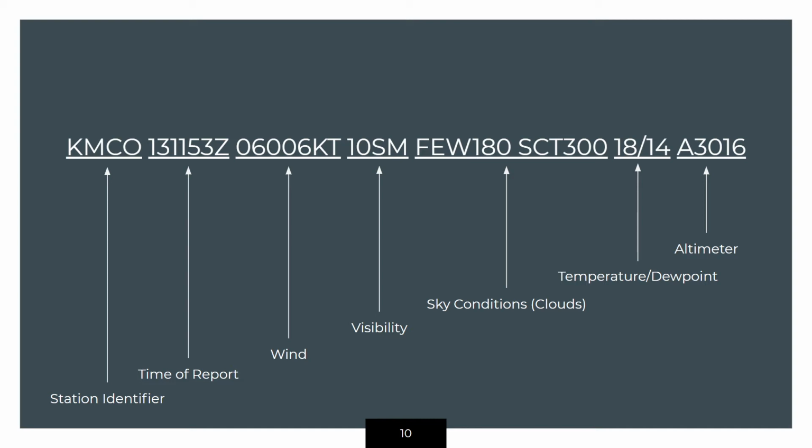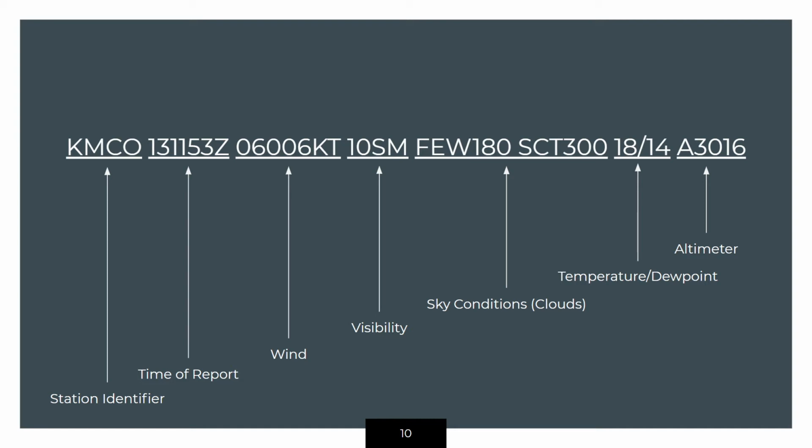The wind is written with the direction in tens, so it's coming out of approximately 60 degrees. So 06, I'm sorry, written in digits. So it's 060, and this goes obviously from 001 to 360.